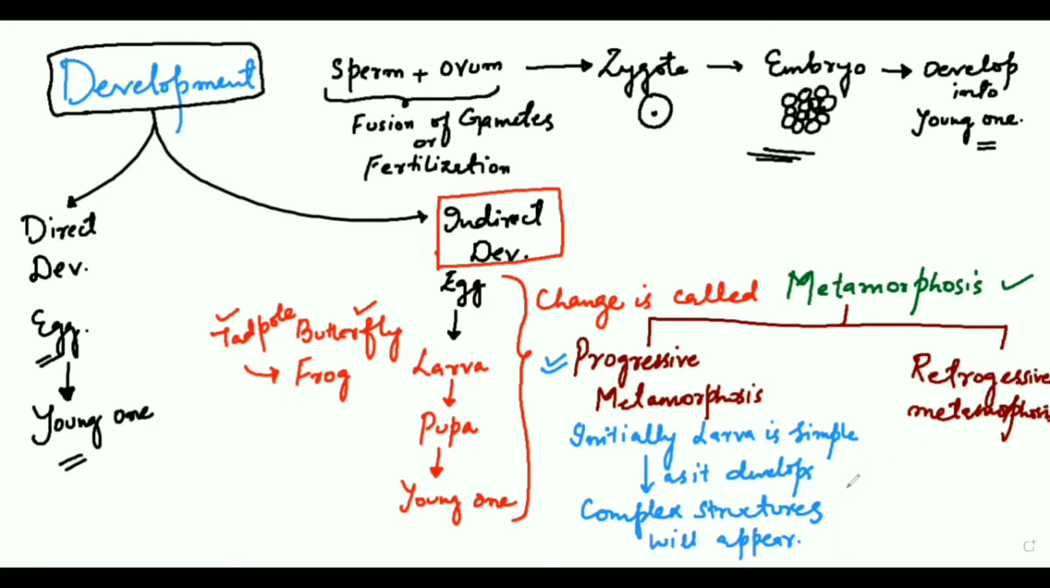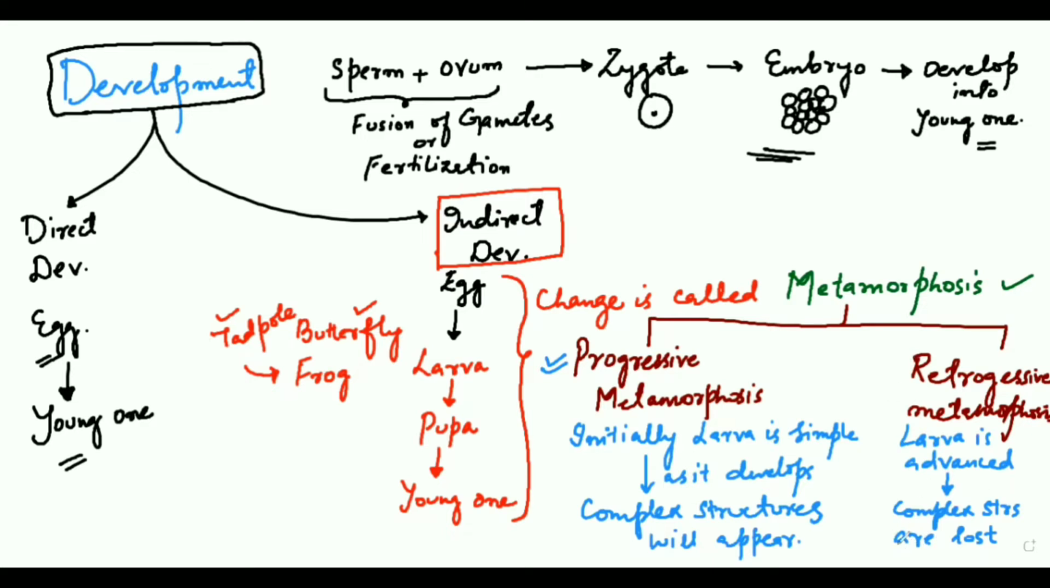Retrogressive is the opposite. In retrogressive, you will see that the larva is having more advanced structures initially. So initially here, larva is advanced. What do I mean by advanced? The larva has some advanced structures initially. But as the larva develops more, it loses its complex structures. Let me put an arrow. As it develops, we'll see that complex structures of the larva are lost. So it's reducing its complexity. The larva is becoming less complex. So it's a kind of retrogression, a kind of reduction. That's why we call it retrogressive.